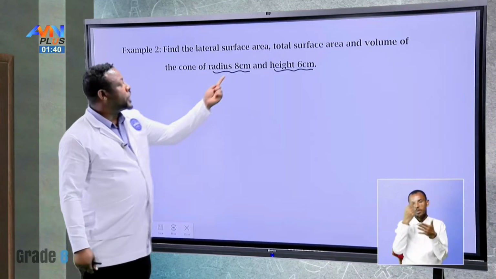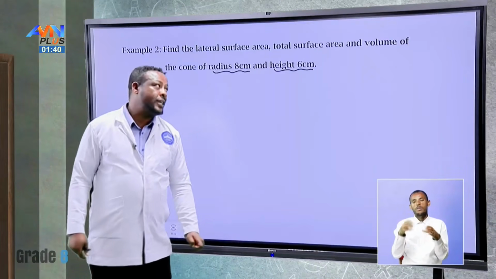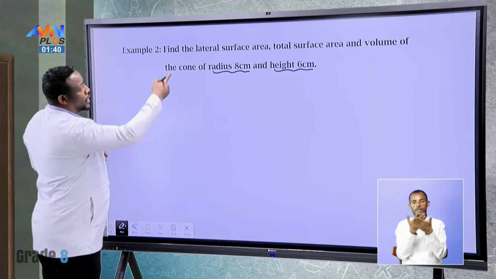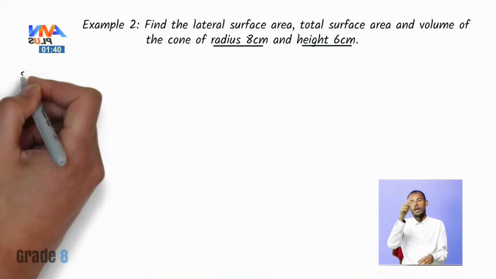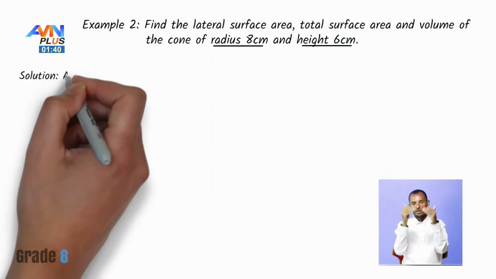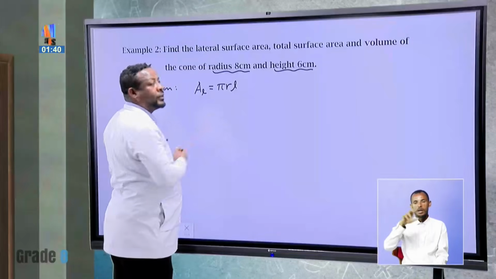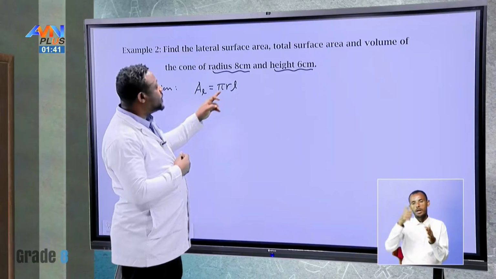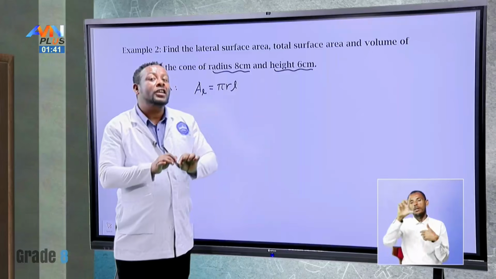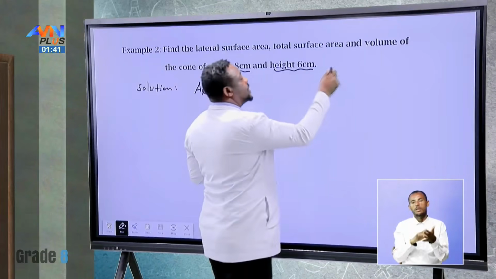What is given? The radius of the cone is given, and the height of the cone is given. The first thing that we are asked is the lateral surface area. The lateral surface area of a cone is given by the formula pi r L. We have the radius, but we don't have the slant height. This height is the perpendicular drawn from the vertex to the center. So roughly, you can sketch it like this.